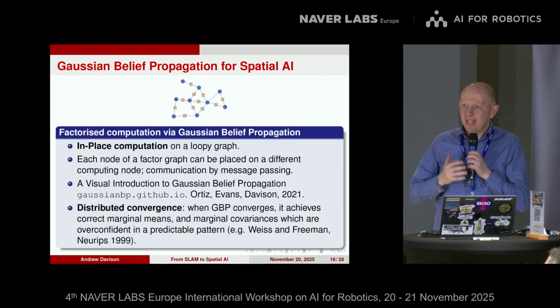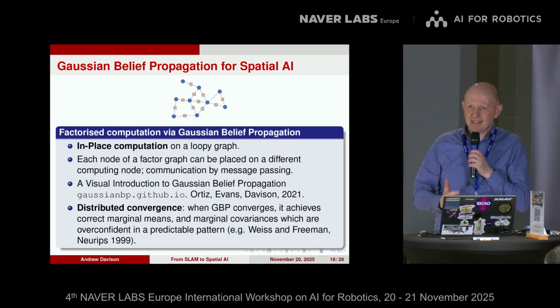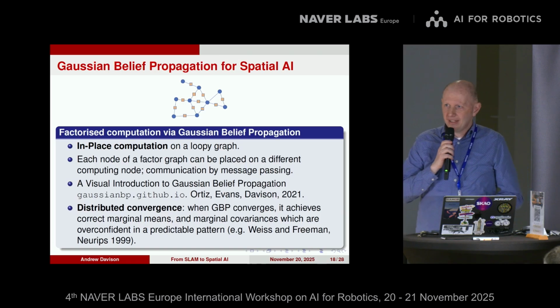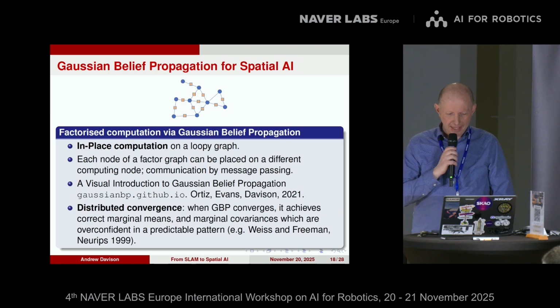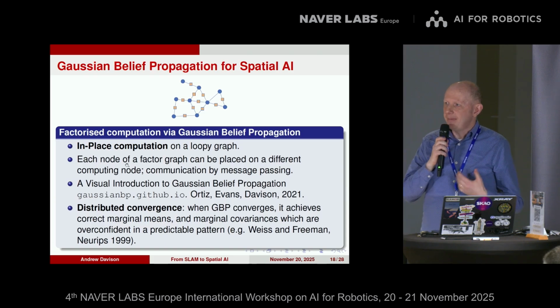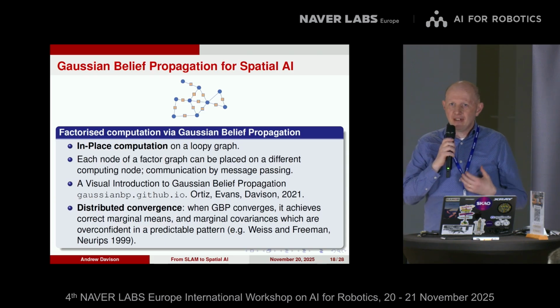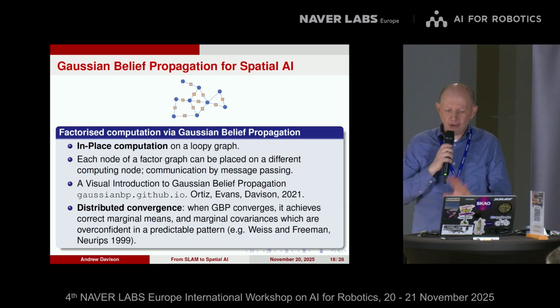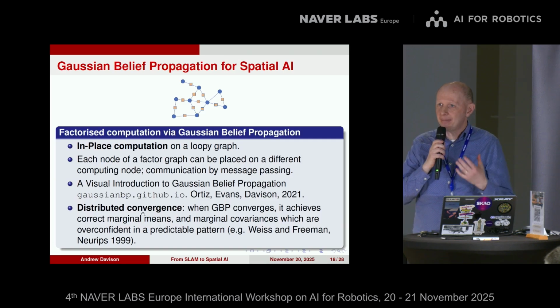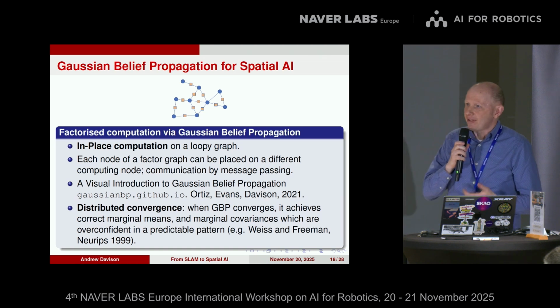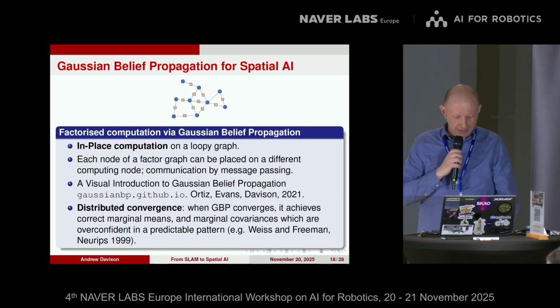So I've been thinking a lot about what sort of algorithms can do in-place computation on these sorts of graphs, and I've been led back actually to some quite old types of algorithms. In particular belief propagation and this variant Gaussian belief propagation, which has this property of being able to do inference on factor graphs via local computation and message passing. This may just be one of a whole family of algorithms that have this kind of property, but in particular Gaussian belief propagation has some properties of distributed convergence. There are actually some proofs of how distributed computation can be done here.